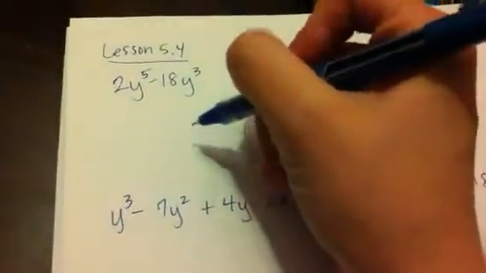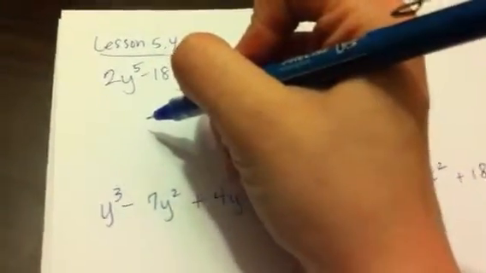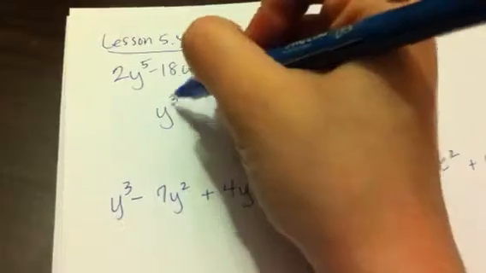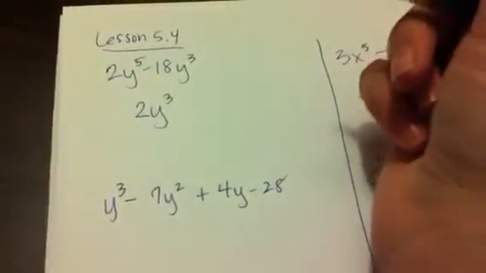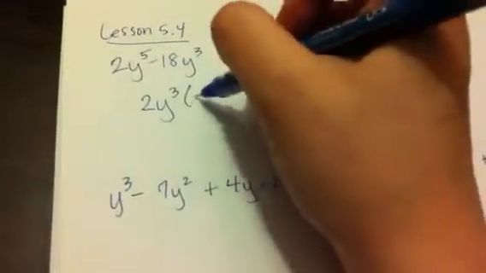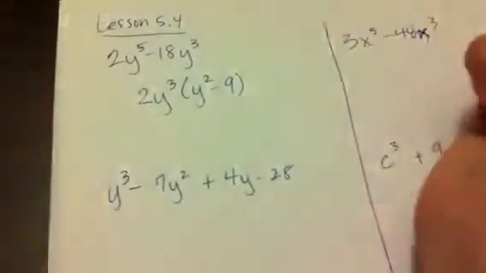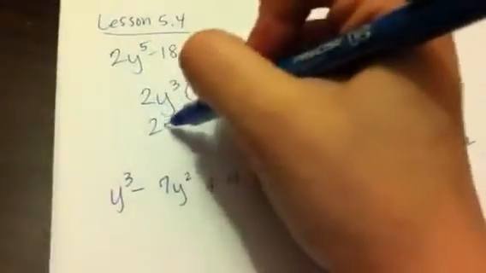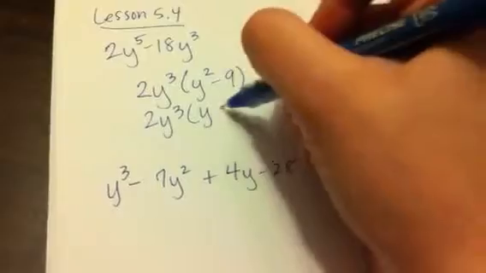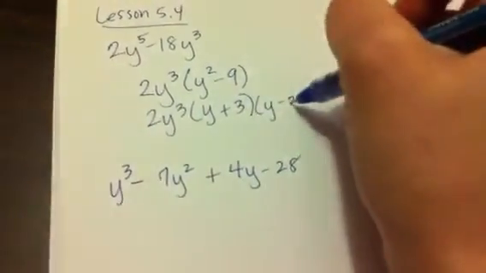First, for this one, I want to find the GCF. In this case, it is y to the third, and then a 2. So I'm going to factor out 2y to the third. I'm left with y squared minus 9. Y squared minus 9 is the difference of two squares, which is y plus 3 and y minus 3. That is factored completely.